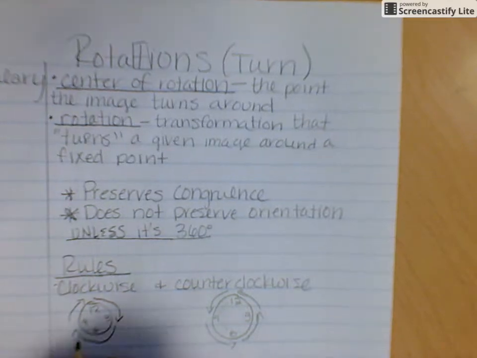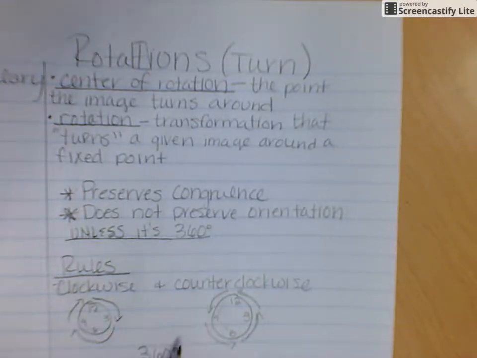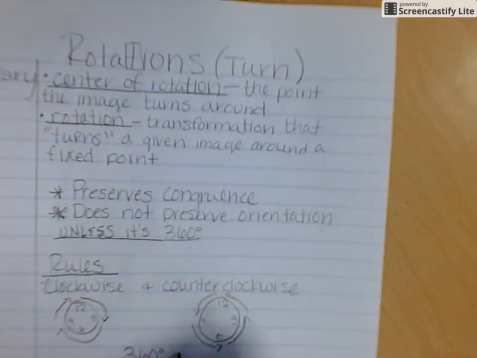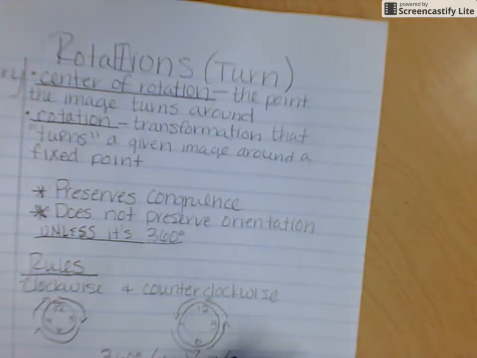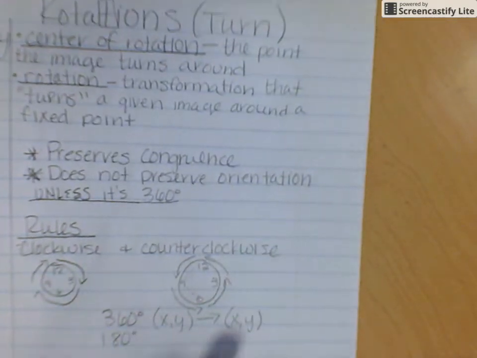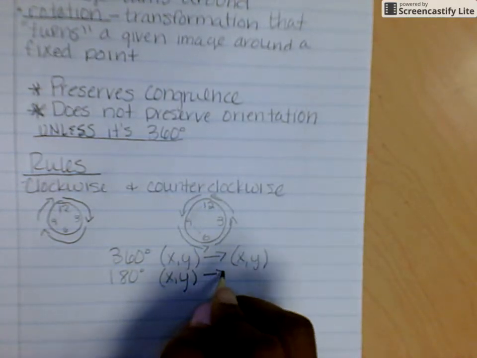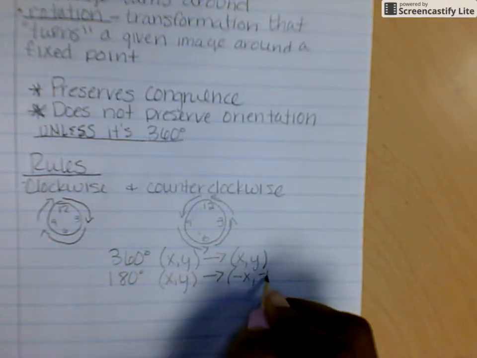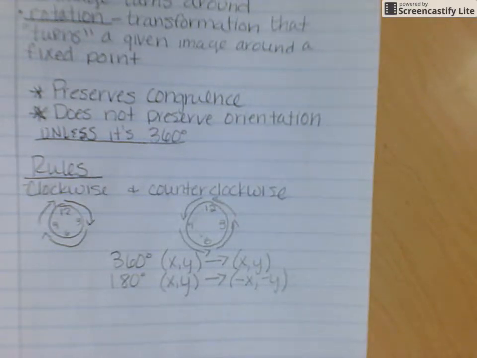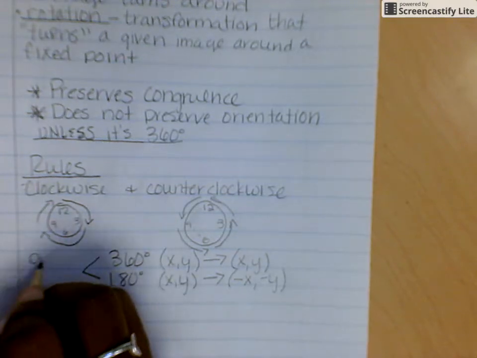Now it doesn't matter about a 360 degrees and 180. It doesn't matter counterclockwise or clockwise. So that's why I'm writing these in the middle. But the rule for 360 is (x, y), (x, y). So it's going to be right where it started. The rule for 180, again, it doesn't matter clockwise or counter. All we know is when we see 180, both values go opposite. So it does not matter. Direction does not matter for these two.